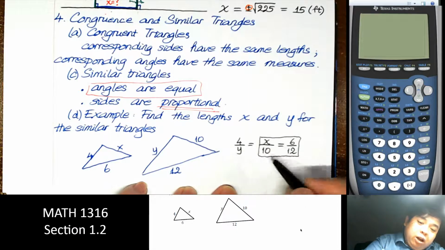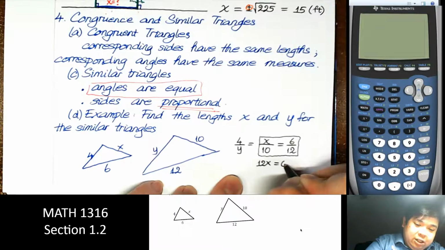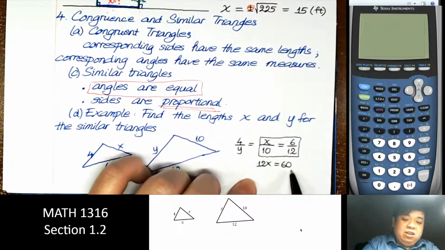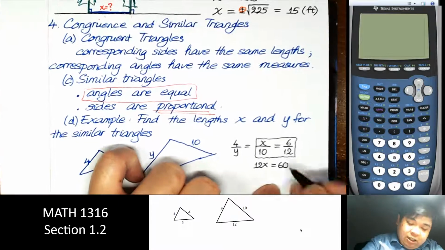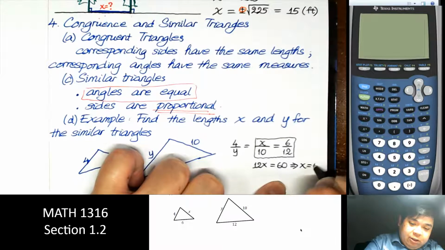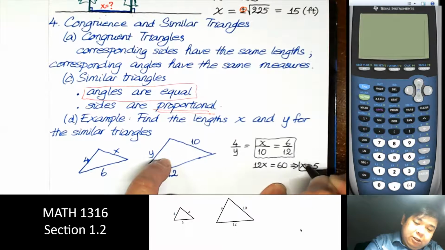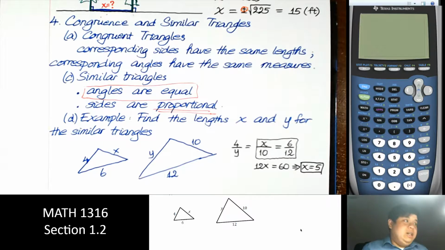So cross multiply, we have 12x equal to 60, and divide by 12 on both sides. So x equal to 5. That should be easy.